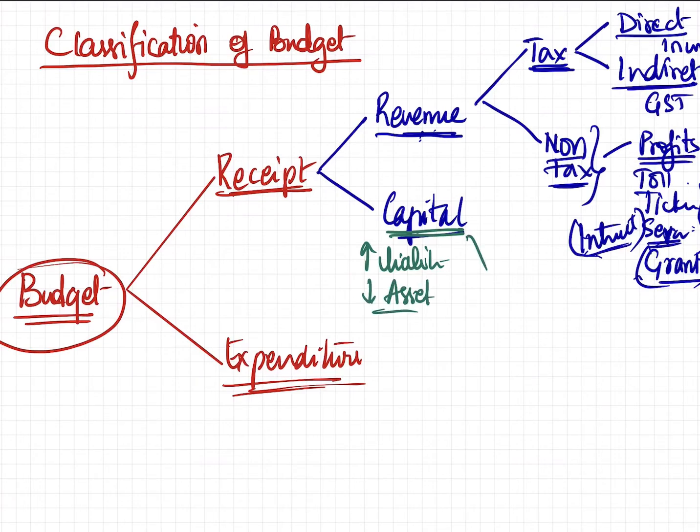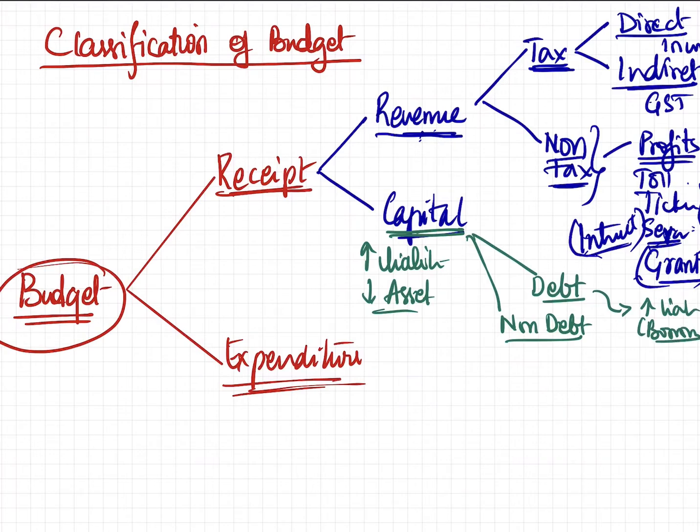So this can be further classified into debt creating capital receipts or non-debt creating capital receipts. Debt creating means that which increases the liability, that is borrowings. When the government borrows money from any source, whether it is from the public, from financial institutions, or from any other outside country, that is debt creating capital. Why? Because it is increasing liability. And non-debt, an example is disinvestment or privatization. So this is non-debt creating capital, because here this reduces the asset.